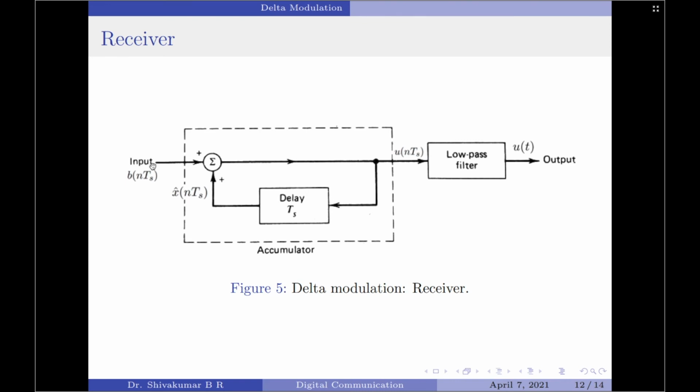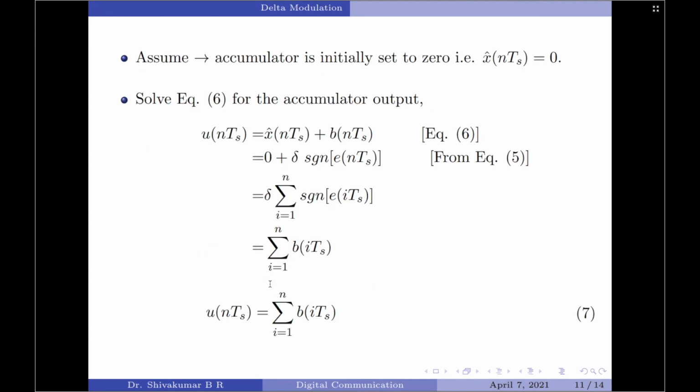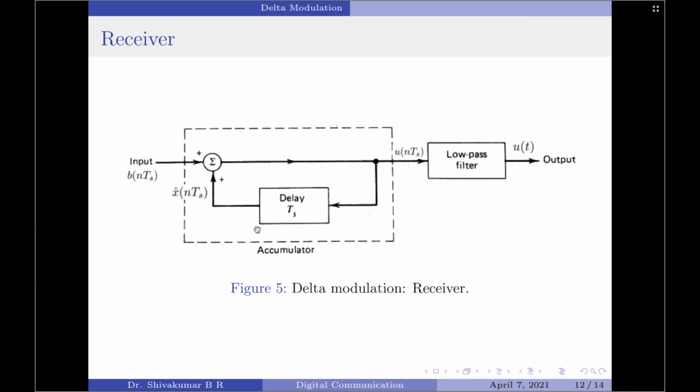So the output of the accumulator is once again x cap of nTs. When I add the received signal, which is b of nTs, with the output of the accumulator, which is x cap of nTs, this addition will create the staircase approximation u of nTs. You can come back and see equation 6 here. x cap of nTs, which is the accumulator output, plus b of nTs is nothing but u of nTs. So that is what we are doing at the receiver as well. b of nTs plus x cap of nTs is u of nTs.